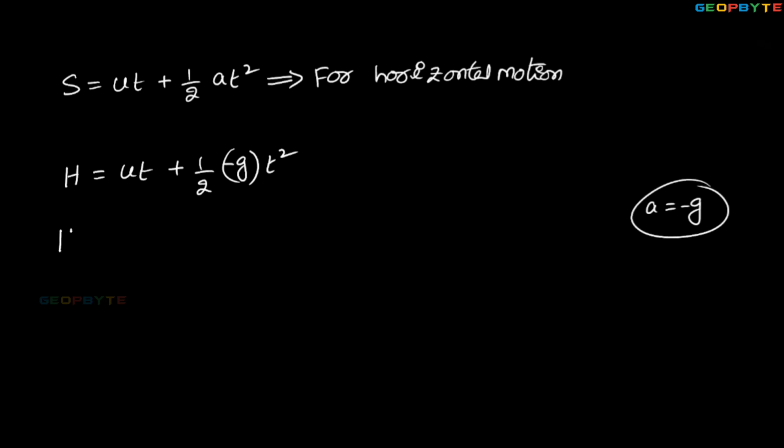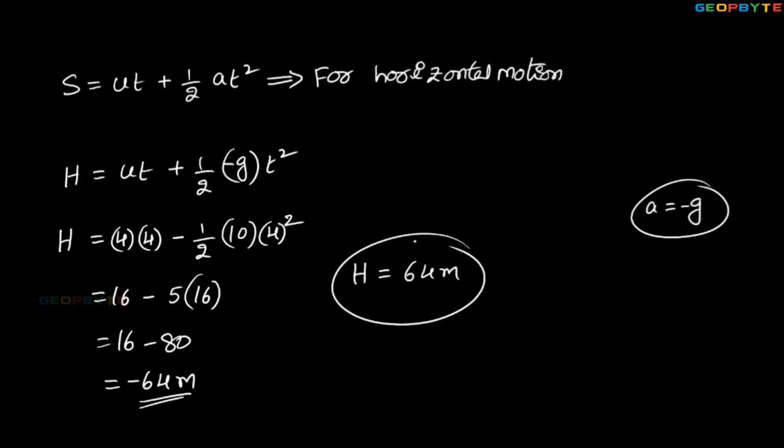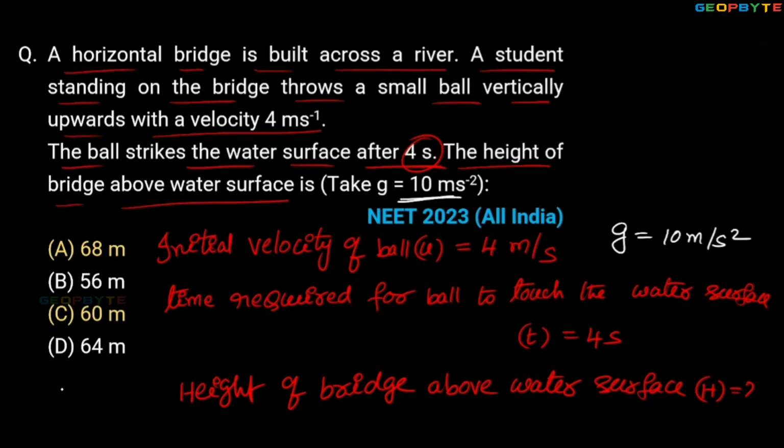Okay. Now the height of the bridge above the water surface: u is given 4, t also given 4, minus half into g given 10, t 4 square. Simplified, it is 16 minus 10 by 2, 5 into 16. It is 16 minus 80. It is equal to minus 64 meters. Right? Therefore, the height of the bridge above the water surface is 64 meters. That is the answer. Look at option D. Option D is absolutely correct.